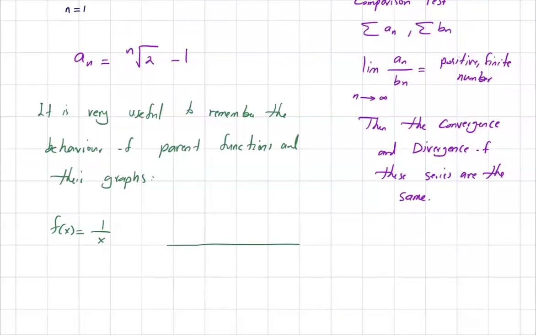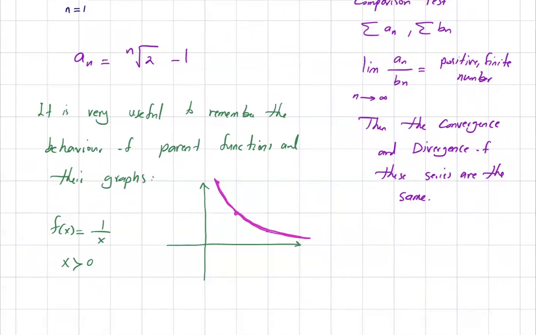Let's just focus on the positive part of it, because eventually for series we're just working with the positive part. So when x is equal to 1, it's equal to 1. When x is equal to a half, it's 2. If x is equal to 2, it becomes a half, and so on. So this is the behavior of this function. What about the x root of 2, or 2 to the power 1 over x?